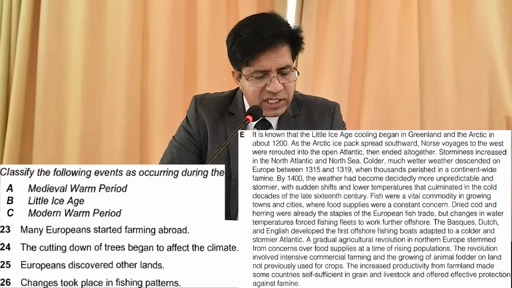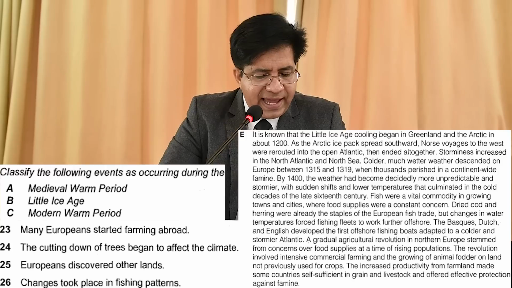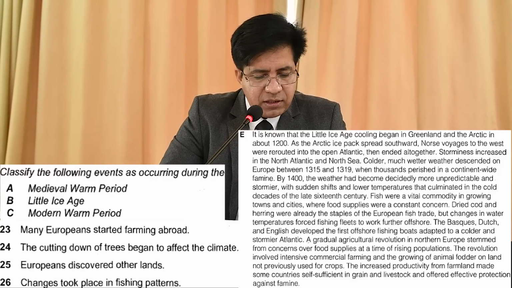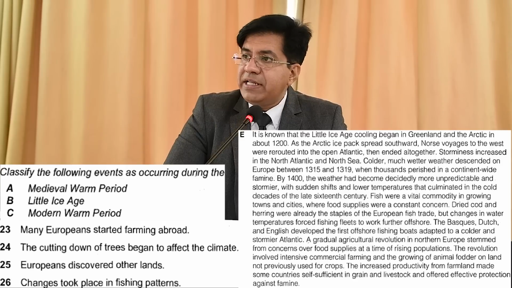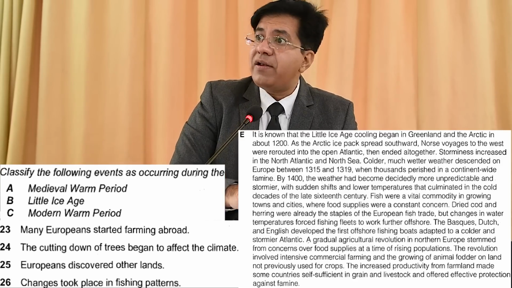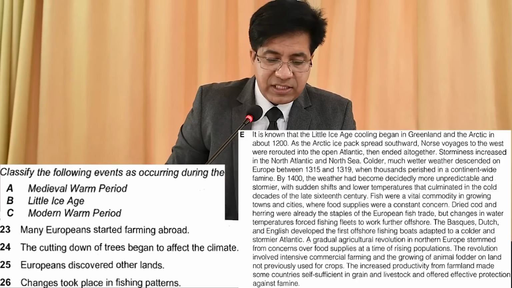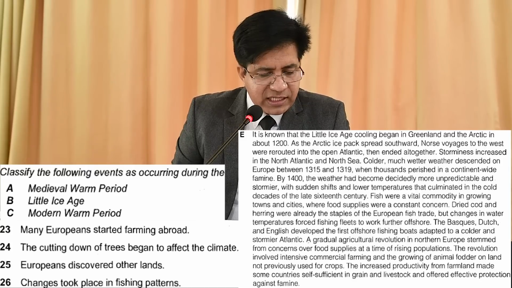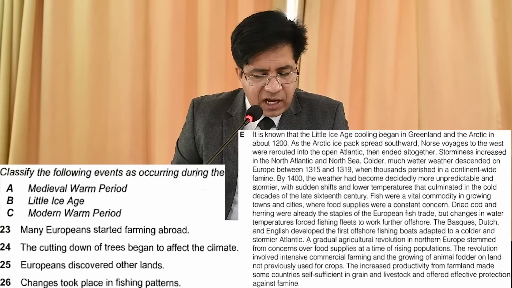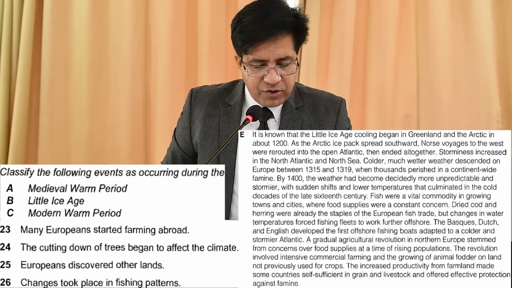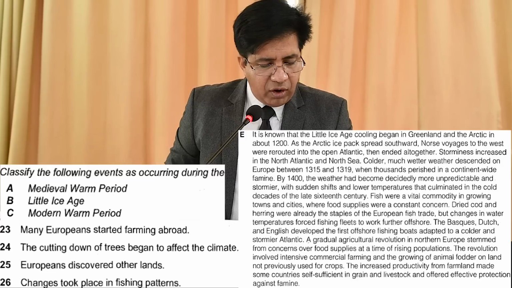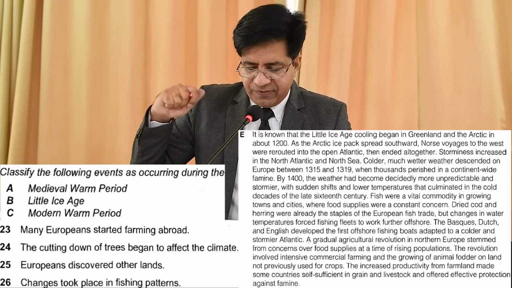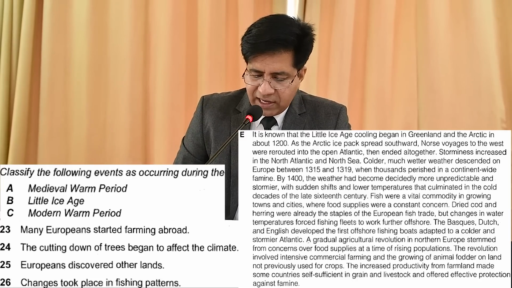Okay, little ice age, we read about famine and all that. Please come to the middle of this paragraph. Can you see fish? Fish were a vital commodity. We have read it already. We are familiar with the passage now. Fish were a vital commodity in growing towns and cities where food supplies were a constant concern. Dried cod and herring were already the staples and all that. Now see, anything about fish was this commodity and all that.